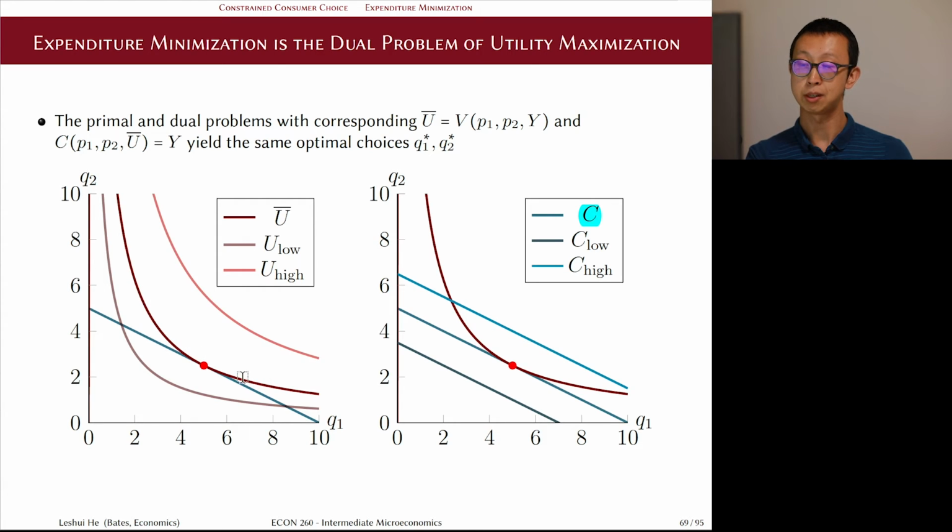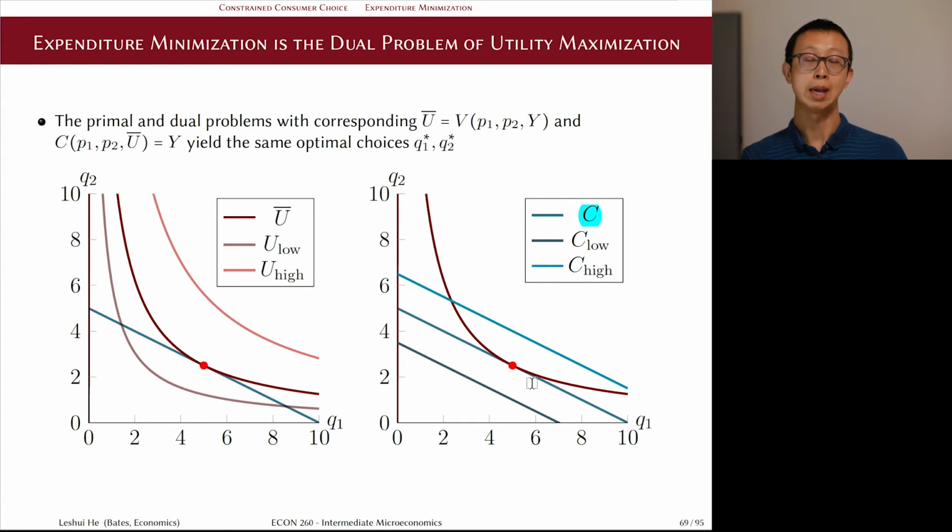Well, it better be our budget Y, because when Y is all we have to spend, U bar level of utility is the best we can get. With any more expenditure than Y, we should be able to reach a higher level of utility than U bar. And with any less expenditure than Y, we wouldn't be able to get to U bar at all. So intuitively, Y should be the minimum expenditure level that's needed to reach this utility level of U bar.